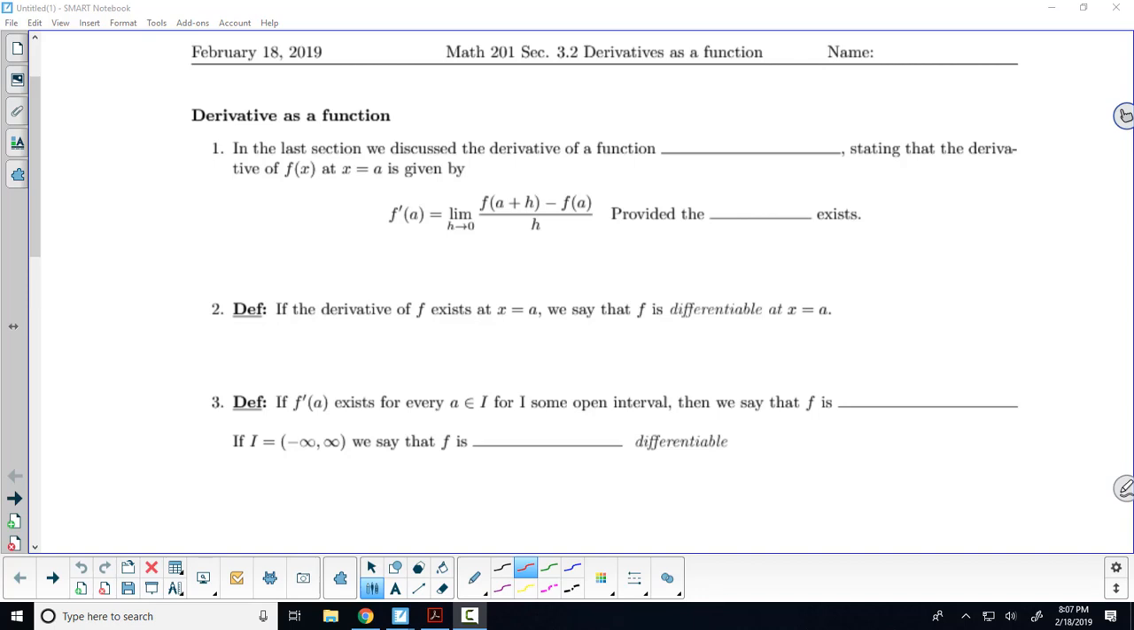So in the last section, we defined the derivative at a point. Okay? So we discussed the derivative function at a point. And we gave this definition here. Of course, we have to add provided the limit exists.